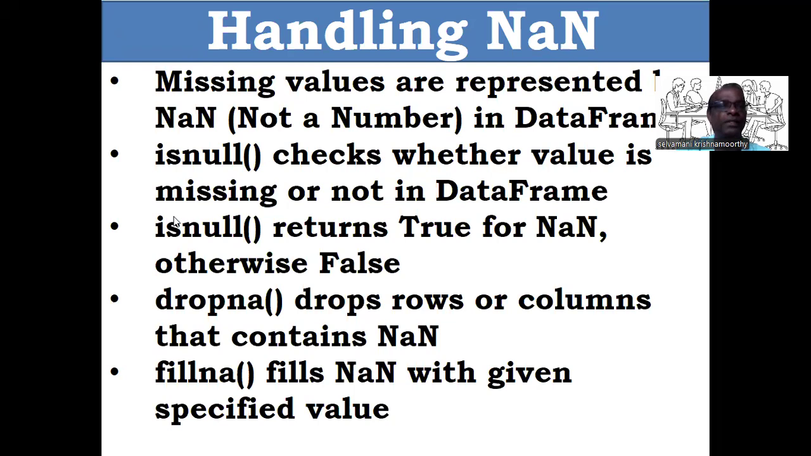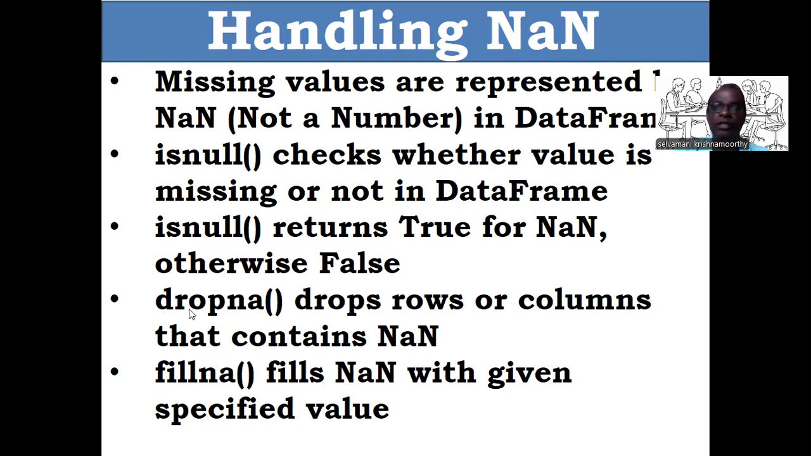First point. Second point is null. Null means not a number or missing values. Isnull function checks whether the value is missing or not in data frame. Isnull returns true for NaN. If NaN, which means missing value or not a number, is available in the data frame, for that value it returns true, otherwise false.